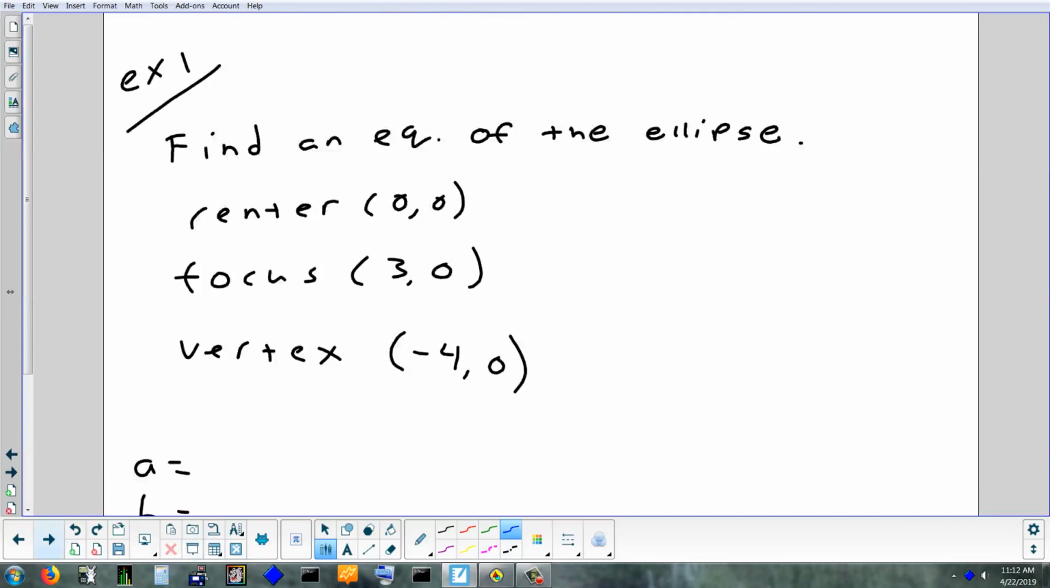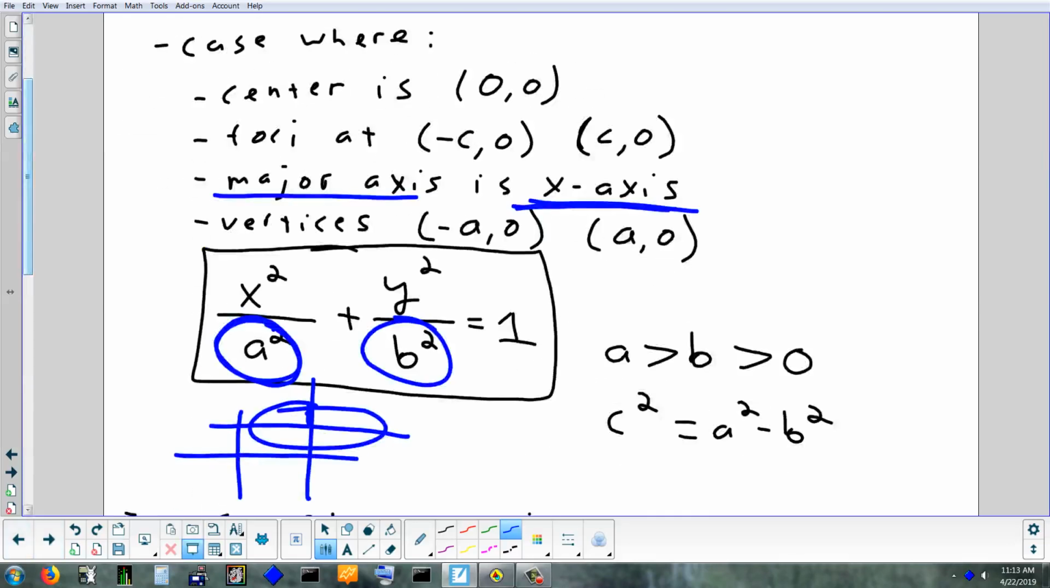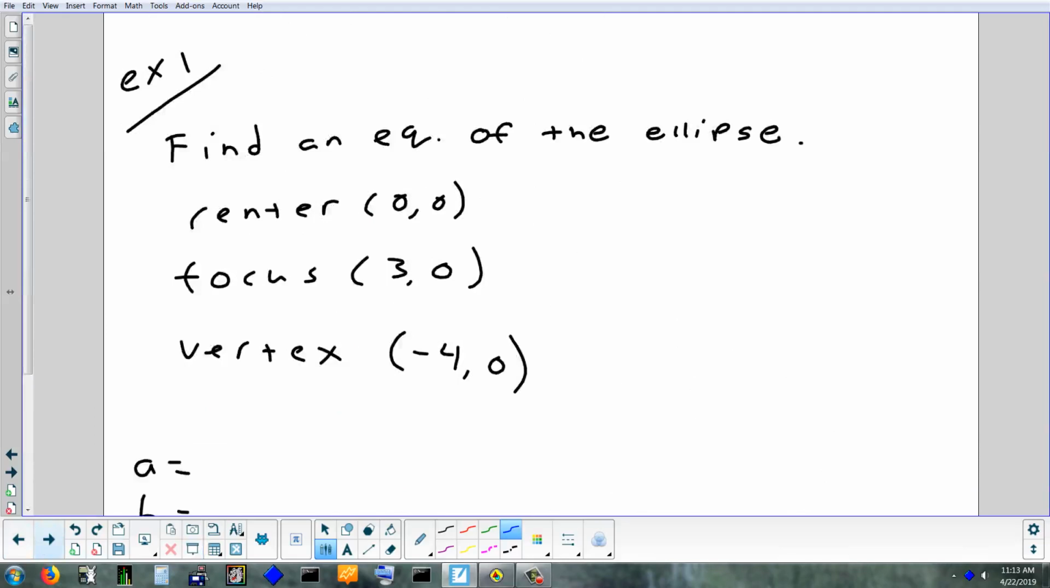So let's start out by trying to find an equation of the ellipse. The center is at the origin, the focus is at 3, 0, and the vertex is at -4, 0. Now, to write the equation, I know I need A and B. The focus, what letter does that have something to do with? Focus gives you a hint about what letter? Yeah? C. Tells me something about C. Okay, so I'm not saying that it's written there, but the focus has something to do with C.